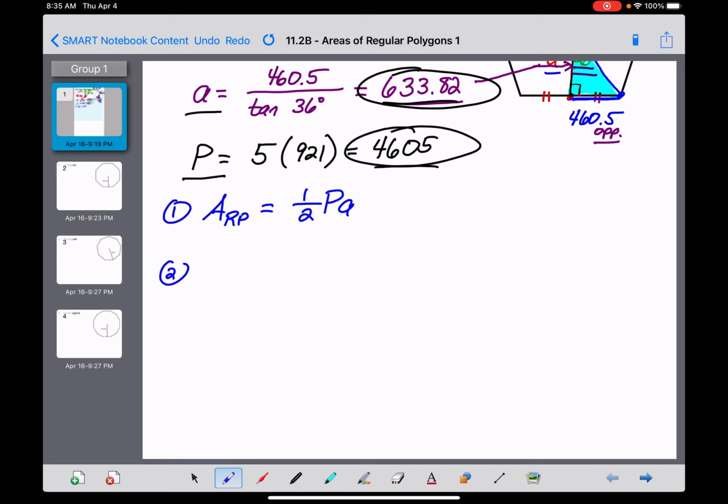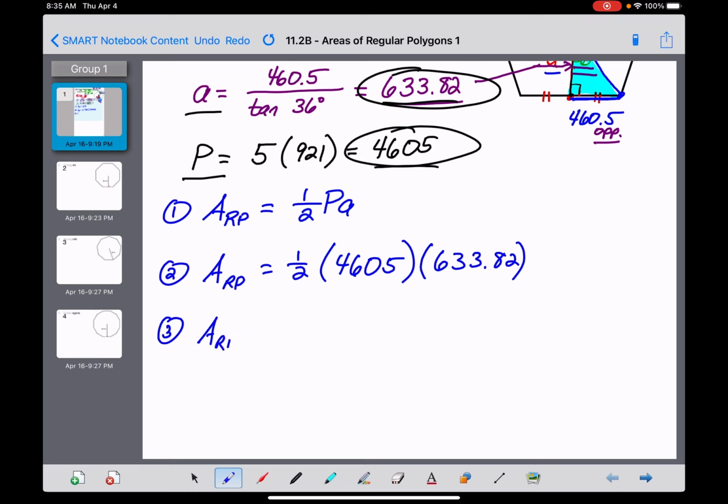Step 2, fill in what you know. Area of a regular polygon here is 1/2 times a perimeter of 4605. Boy, that's big, guys. It's almost a mile to walk around the pentagon. That's a large building. And then we're going to multiply that by our apothem, which we had to round here. It's not exact, but rounded to 633.82. So now for step 3, let's go ahead and finish this thing up.